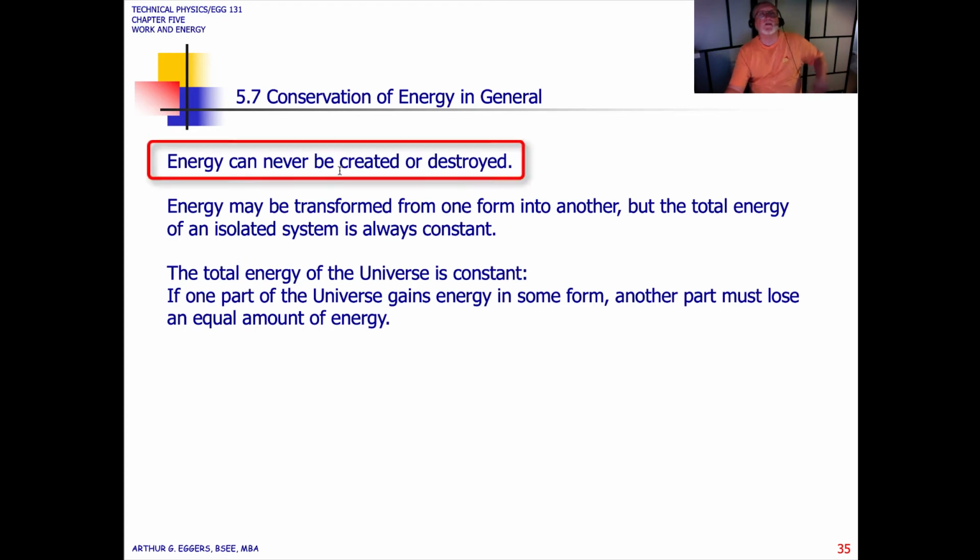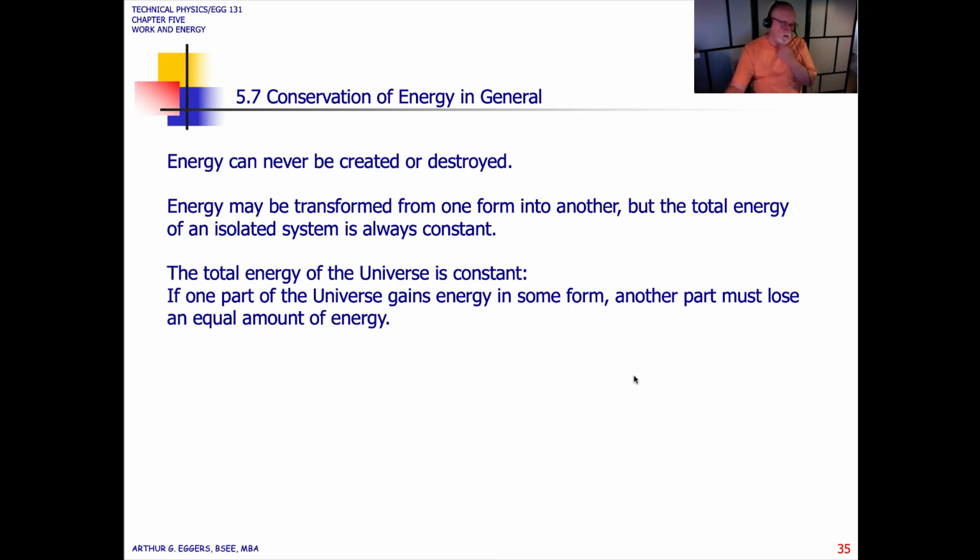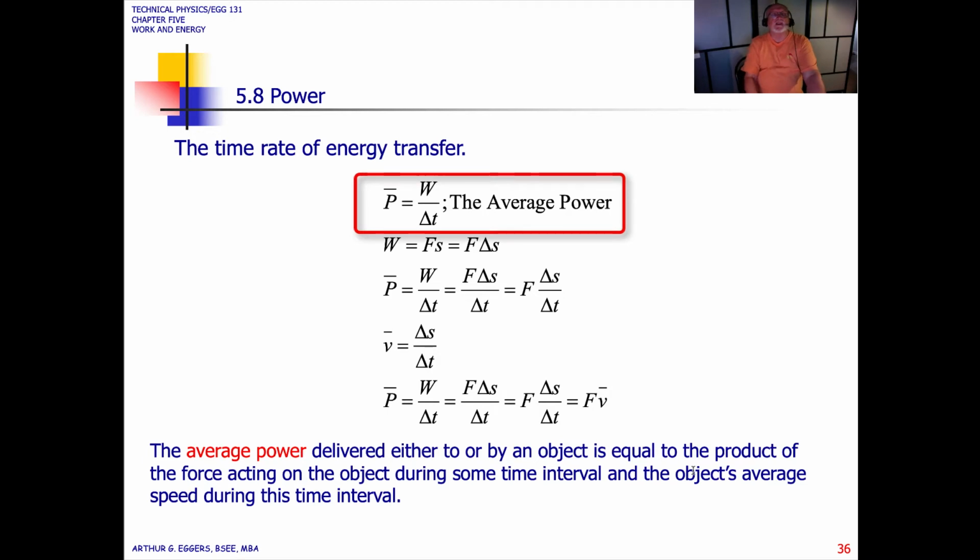So energy can never be created or destroyed. Energy may be transformed from one form to another, but the energy total of an isolated system is always constant. The total energy of the universe is constant. If one part of the universe gains energy in some form, another part must lose energy in equal amounts. And if you take some advanced courses, you'll learn about entropy and enthalpy and things of this nature that back that up. So now let's go to the next step.